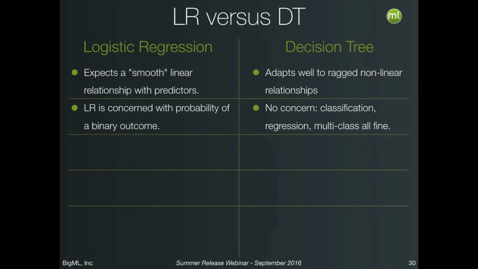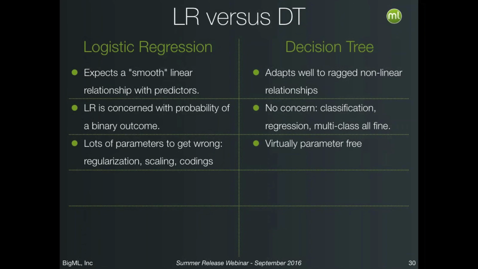Whereas the decision tree has no concern. Classification, regression, multi-class, it doesn't matter. You just throw the data in there, the decision tree builds its model, and it's all good. Logistic regression has lots of parameters for you to get wrong. You've got all these choices you can make: the regularization, the scalings, the codings. Do you need to add these quadratic or cubic terms? There are lots of places you can go horribly wrong with logistic regression. Whereas decision trees are generally parameter free. There's nothing to do. You put your data in, and a tree comes out, and it's all good.